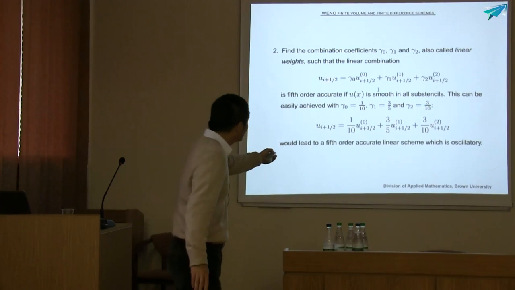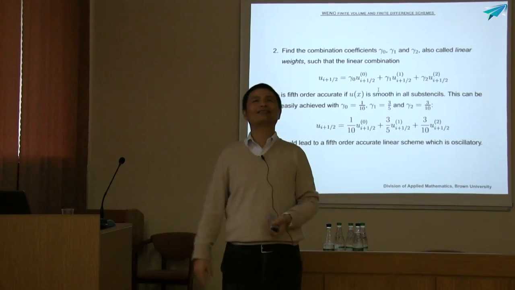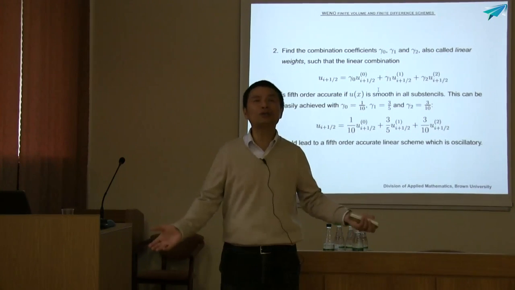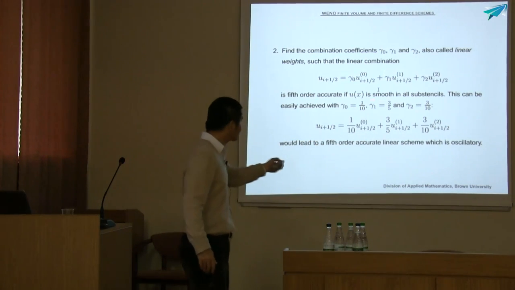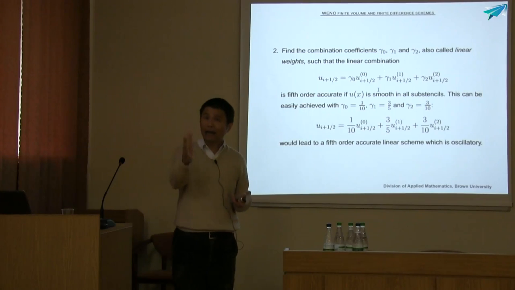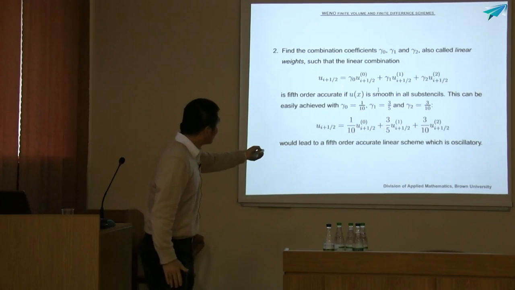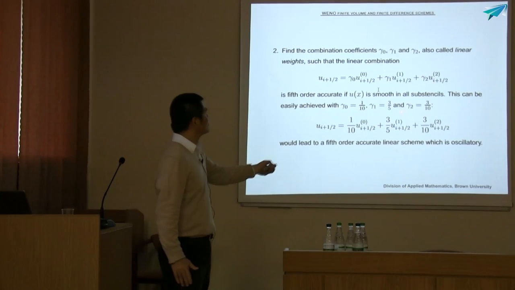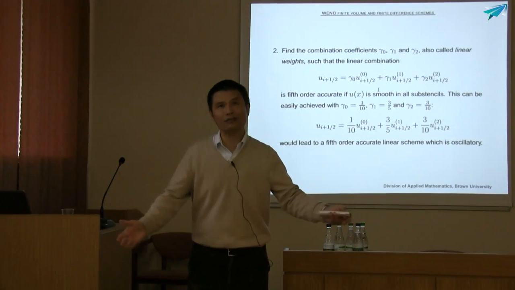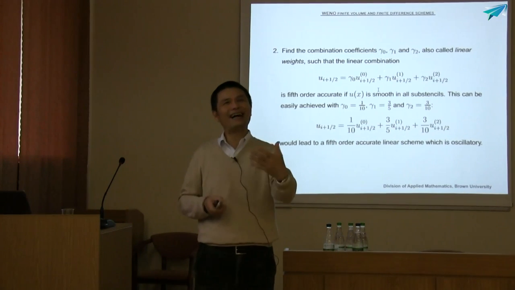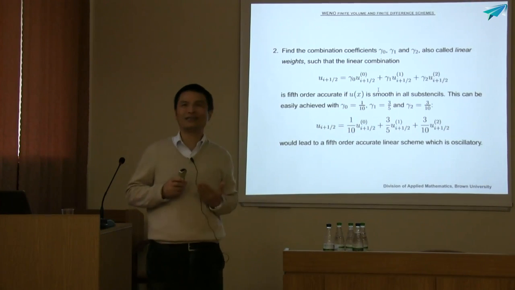So if you use this u_{i+1/2}, then you don't gain non-oscillatory behavior at all, because this would be the usual polynomial interpolation on the bigger stencil. So that's no use. However, it will be accurate. So now my job is to modify gamma 0, gamma 1, gamma 2, so that the final result will be accurate and non-oscillatory. It seems to be a very difficult task to achieve.